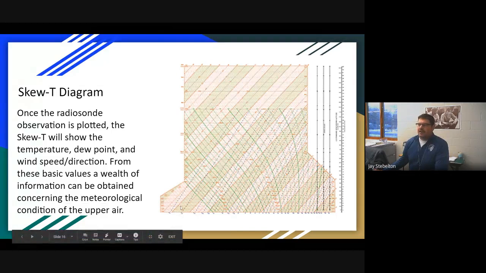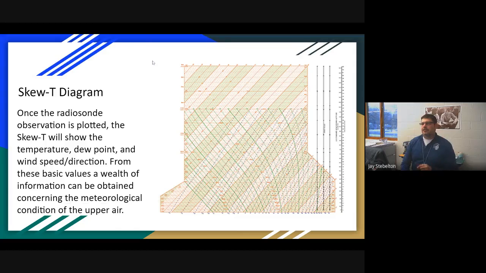If you can see this on your screen, and we'll look at this when you come back next week also, these diagonal lines are the temperature lines. That's why it's called the Skew T. These are skewed temperature lines that go up at a diagonal, these brown lines, as you go higher up in the atmosphere.